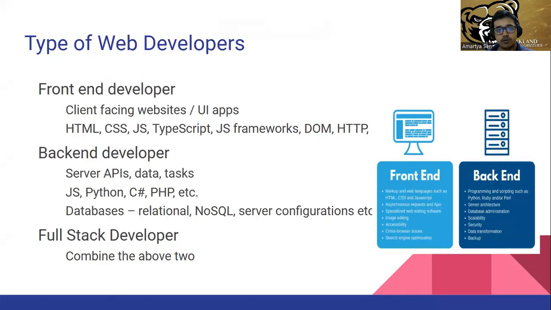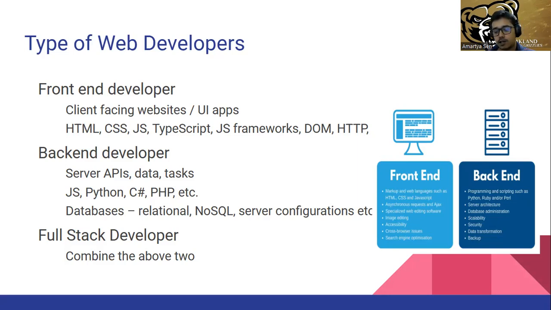So first and foremost, web development can be broken down into two different tiers. The first tier is known as front-end development, and the second tier is known as back-end development. When you are developing front ends, you are generally responsible for developing client-facing websites or user interfaces, or APIs, as we like to call them.